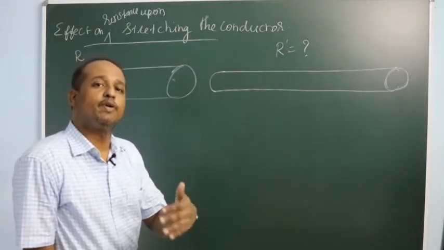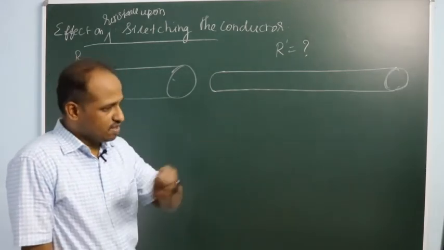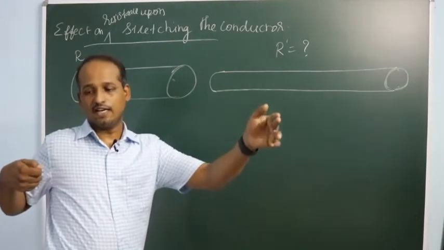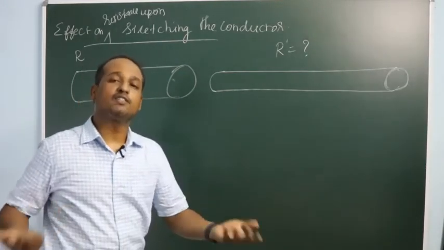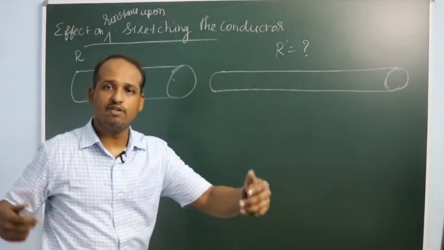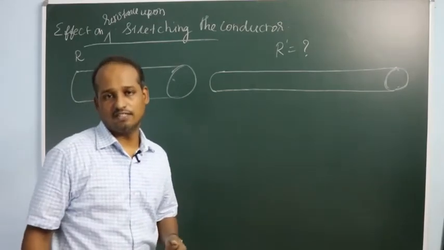You go to a shop and ask for, say, 5 meter wire, he will just unwind the cable, measure 5 meters, cut it and give it to you. If you ask for 10 meters, he will just unwind 5 more meters and give you 10 meters of wire. In this, what does not change is the area of cross section.